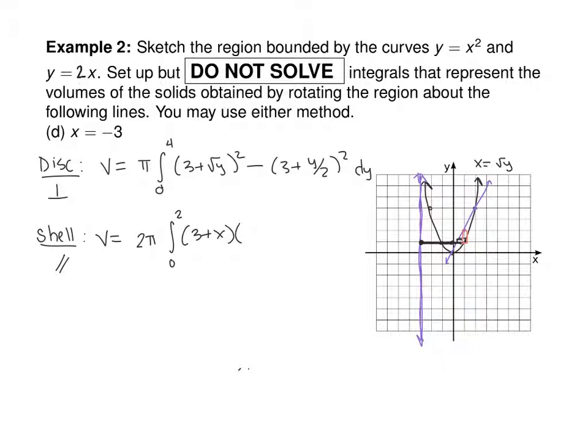And the height, the purple curve is the upper curve, the parabola is the lower curve. So we'll have 2x minus x squared dx. And I know that shell is a little bit less intuitive, but if you actually had to solve and evaluate this integral, it seems to me that the second one actually is a little bit easier to solve. But if I ask you to set up these problems, you can do them whatever way you want.